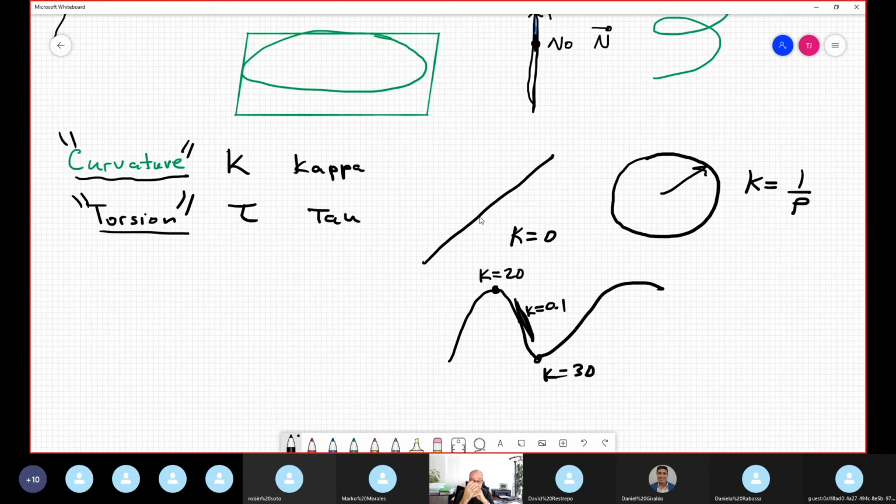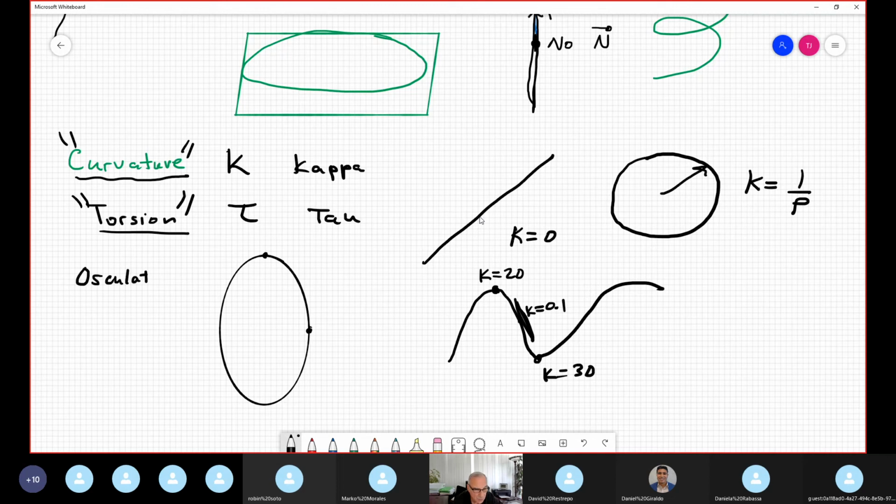I promise in the example, I don't know if we have time today or no, we discuss it. Do you understand the idea of the curvature? Suppose an ellipse. In this case, the curvature is maximum. In this case, the curvature is minimum.